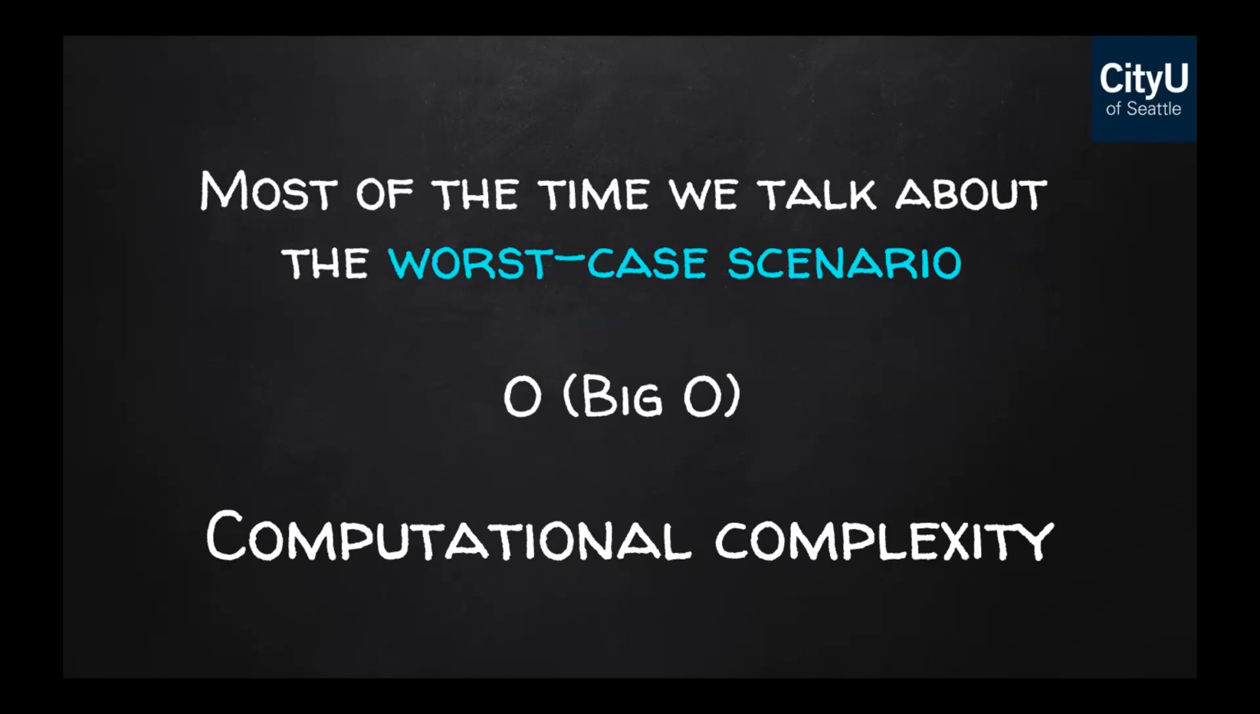Most of the time when we talk about computational complexity, we talk about big O notation, and that denotes the worst case scenario. An example of a worst case scenario is, let's say you have a linear search for an array with 1 billion elements. The worst case scenario is that the number you want to find is at the end. So that's 1 billion steps.